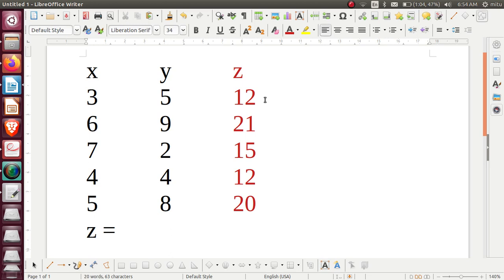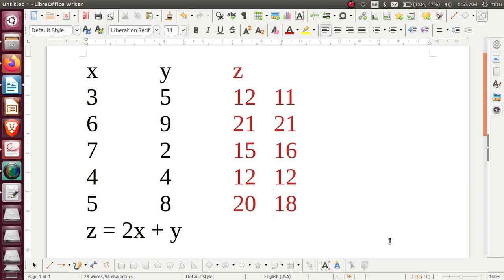The equation is z is equal to 2x plus y. Check it out, 2x plus y. If I apply this equation here, 2x plus y is 11 for this case. Here 2x plus y is 21. Here 2x plus y is 16. Here 2x plus y is 12, correct? Here 2x plus y is 18.